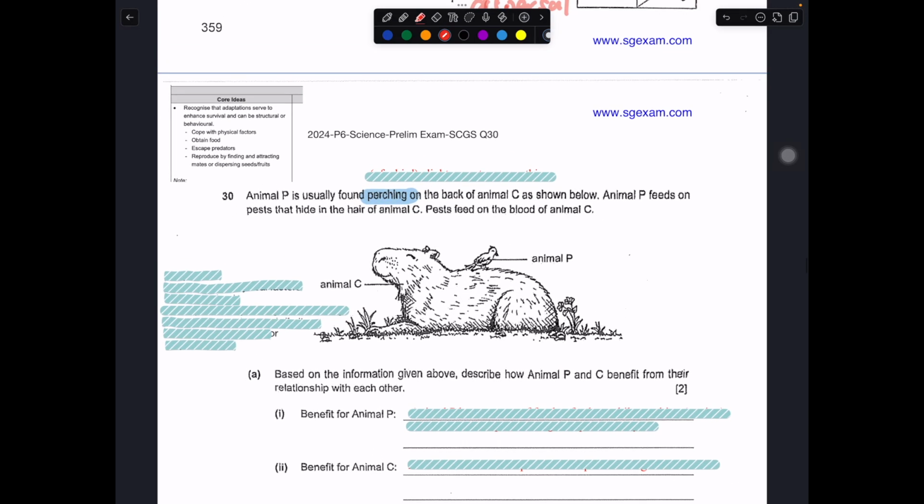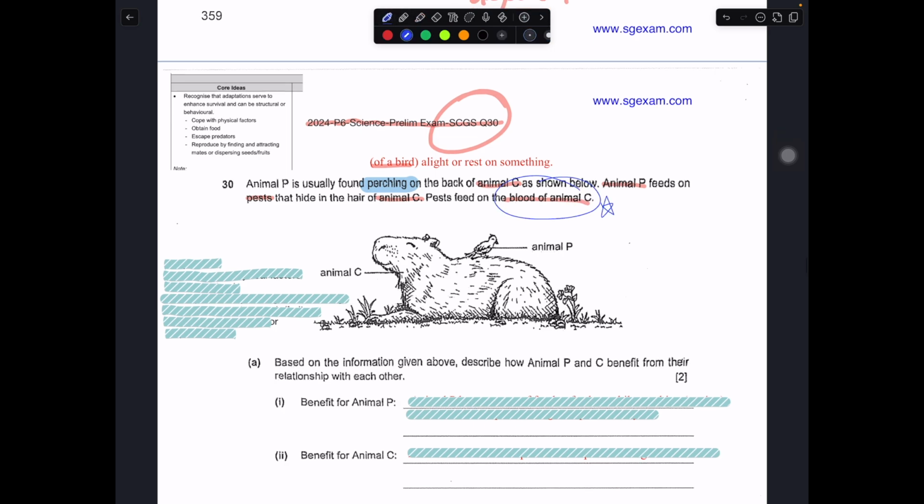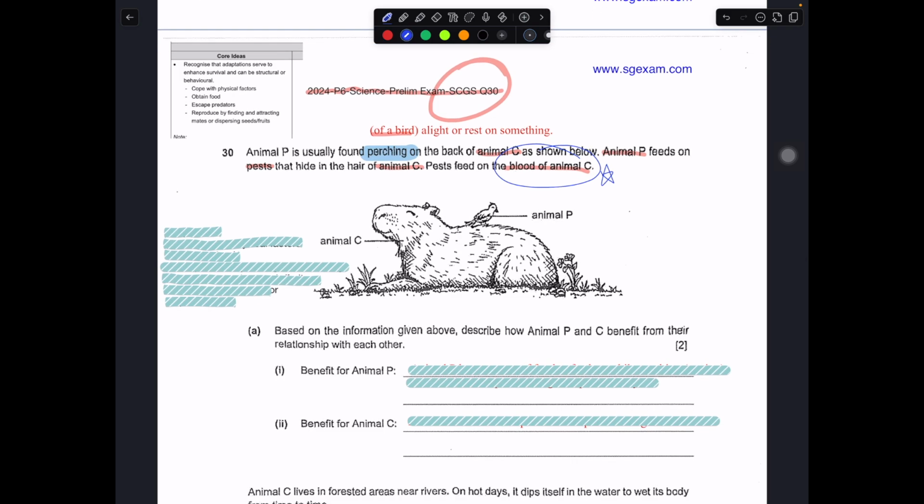So today I'll be going through PSLE 2024 P6 Prelim Science, Singapore Chinese Girls School, question number 30. Animal P is usually found perching. Perching means alighting or resting on something. It's usually used for the animal bird. On the back of animal C as shown, animal P feeds on the pests that hide in the hair of C. The pests feed on the blood of C. So it tells you very crucial information. That is something that you want to use.